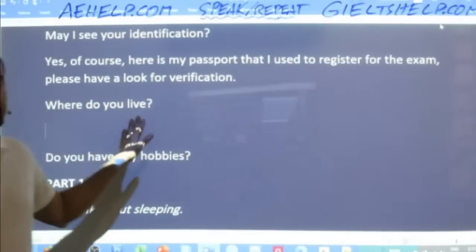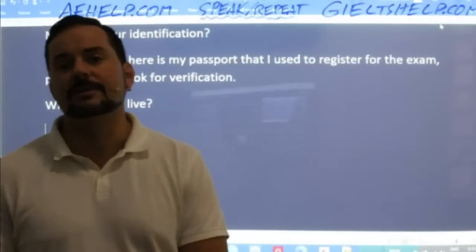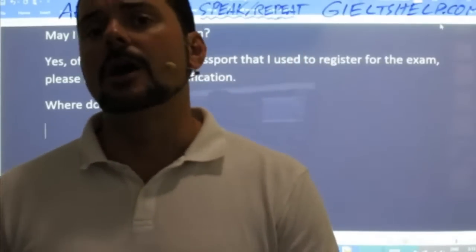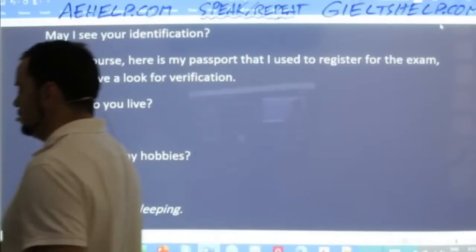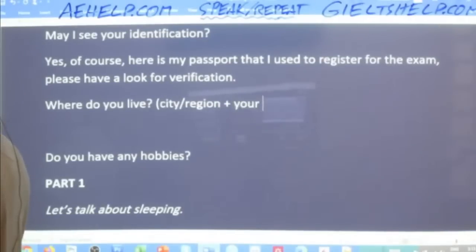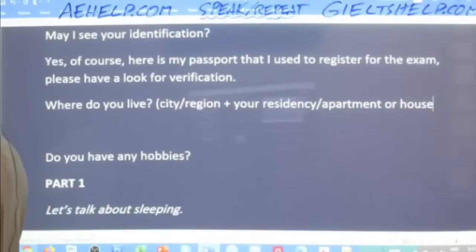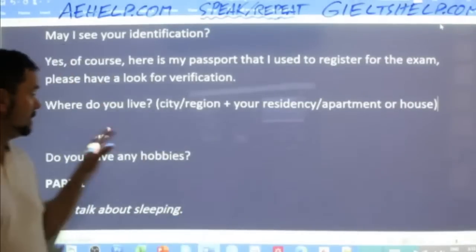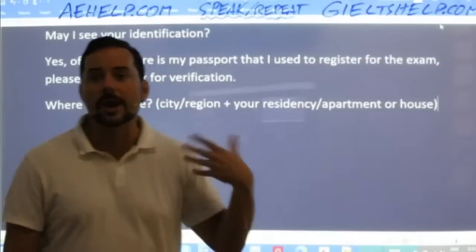Where do you live? Okay, where do you live? That's a very common question. It's a common icebreaker. When you're asked where you live, think about it as a two-part answer to show fluency. The city, region, plus your residence, apartment or house. These are the two elements you should be thinking about for this question of where do you live.